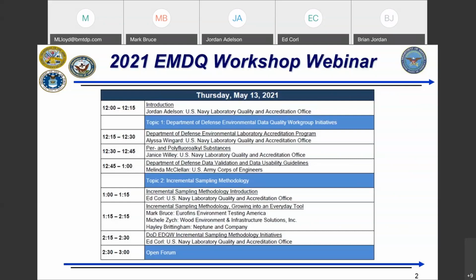Perfect. Thank you all for your response. So at this time, I'm going to go back to a previous question we received. This one relates to the QSM Appendix B tables. Will a new table be added for EPA method 533?